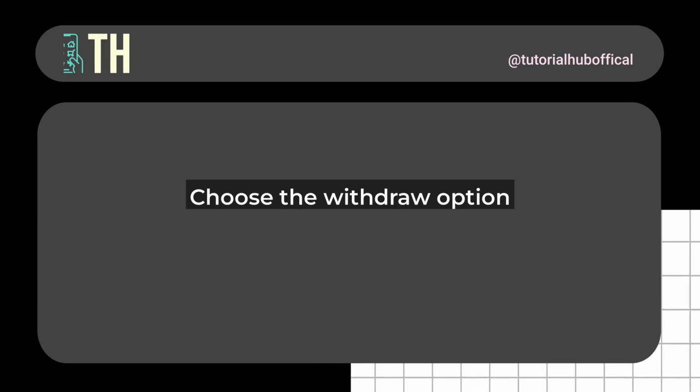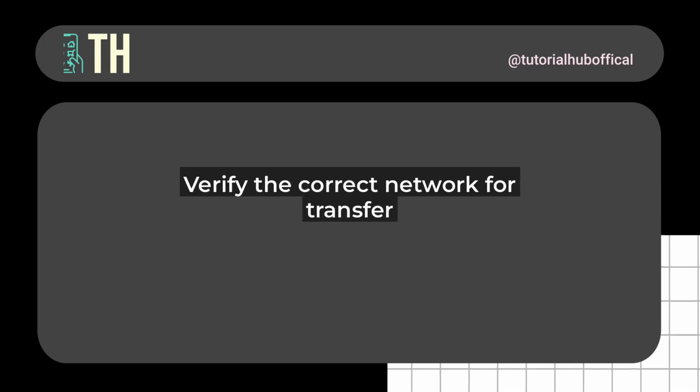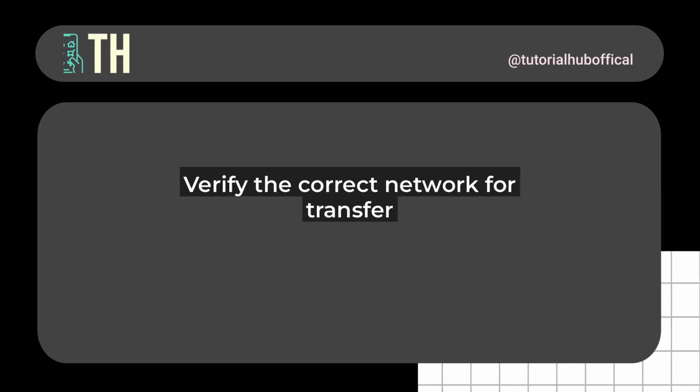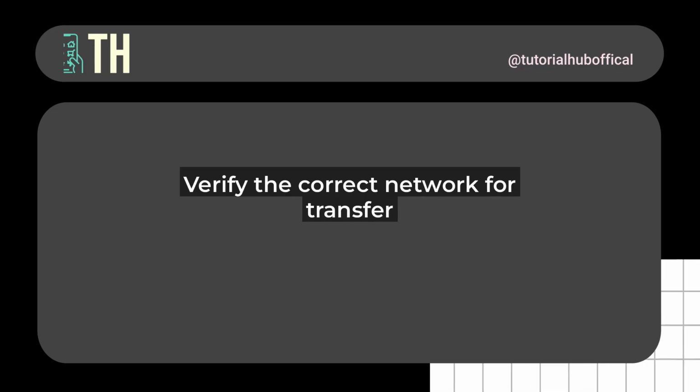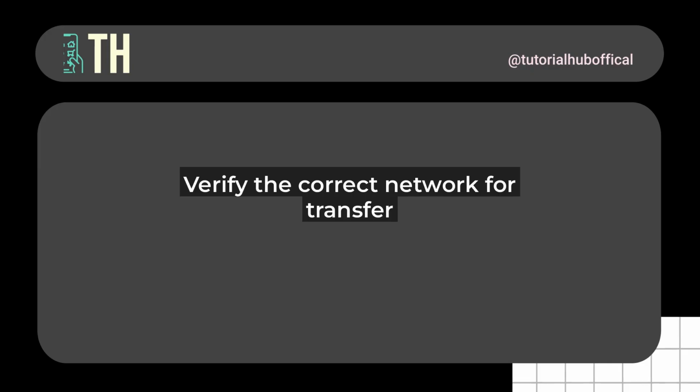Step 2. In the withdrawal form on Coinbase, select the network for your Tether transfer. In 2025, make sure it matches what Kraken supports, like Tron or Ethereum. Always verify to avoid any issues. Enter the amount you want to withdraw, but remember to leave some for network fees, which can vary.